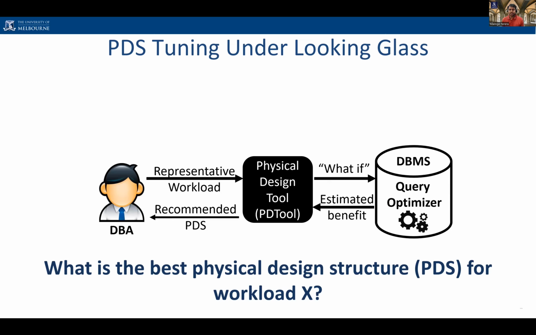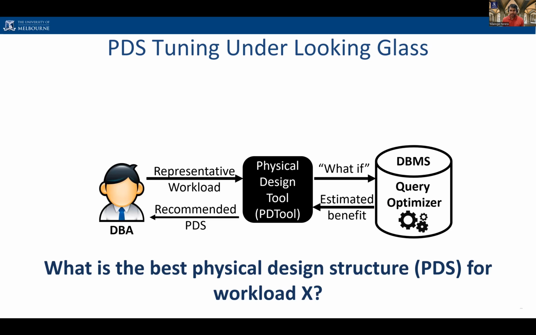Internally, the PD tool uses a query optimizer cost model to do a what-if analysis. In this what-if analysis, the PD tool proposes a PDS configuration, and the optimizer provides an estimated benefit. This process happens again and again for a large number of configurations, which allows the PD tool to pick the best configuration based on the estimations.